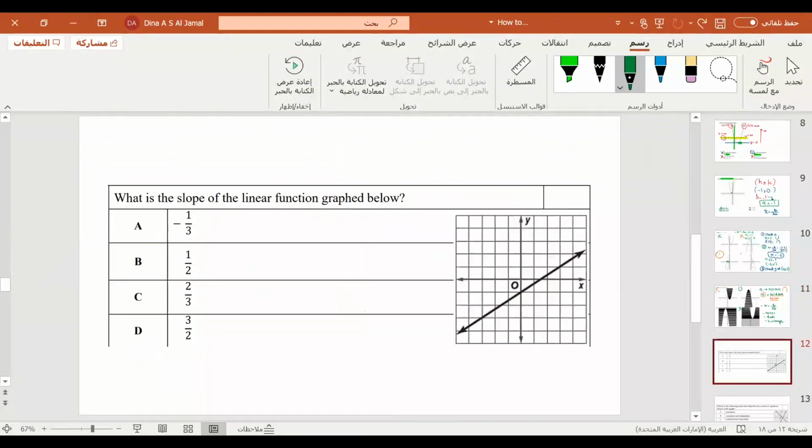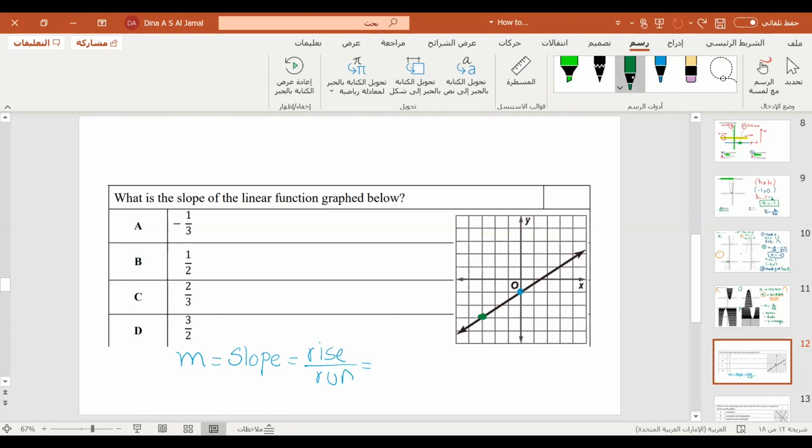Now let's go to the linear functions. What if he got you a graph like this and he asked you to find the slope? How you will be doing this? Locate any point on the graph and choose it to go to the other point. Locate any other point. This is one of the ways. M, which is the slope, is equal rise over run.